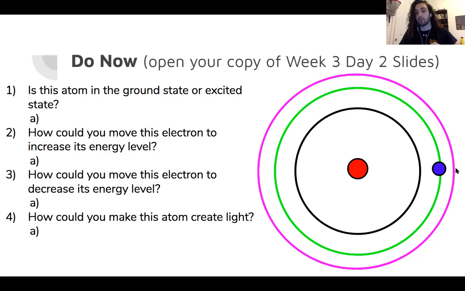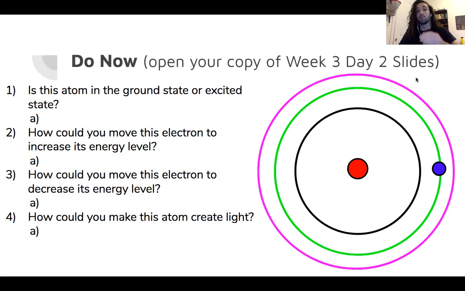So how can we move this electron to increase its energy level? We hit it to this outside orbital. In order to make that electron move, it has to absorb some kind of energy to go up in energy. Sometimes that's heat, sometimes electricity, sometimes a photon comes in, hits the electron and makes it come up. How could you do the opposite, decrease its energy level? If it's right here, it can go down to the first orbital. This has a higher energy than this one, so it needs to move down.